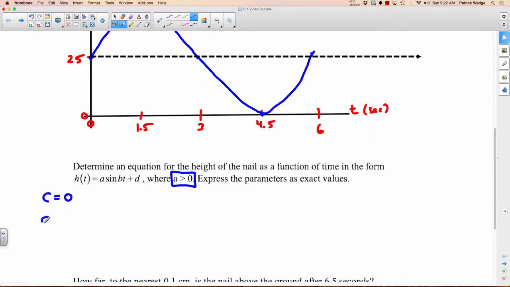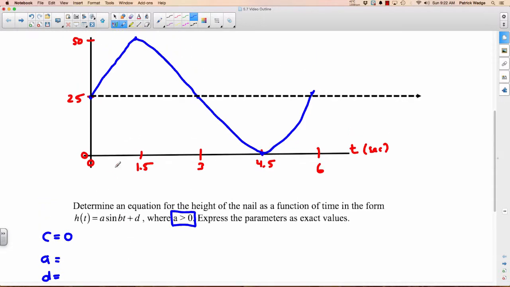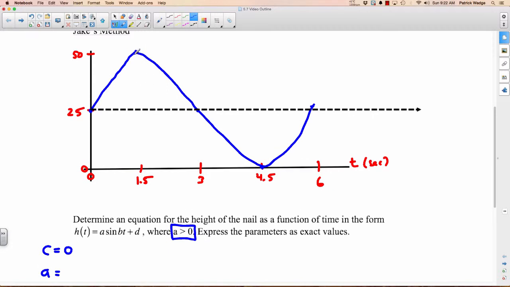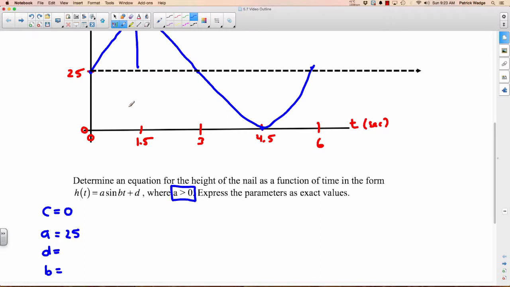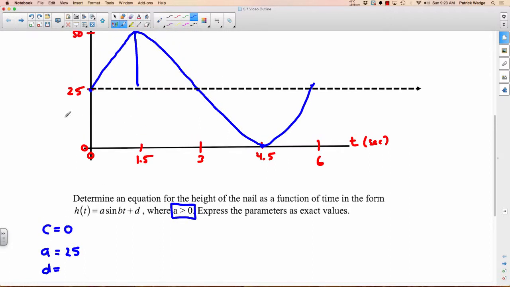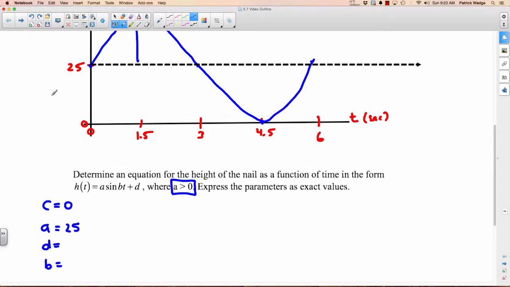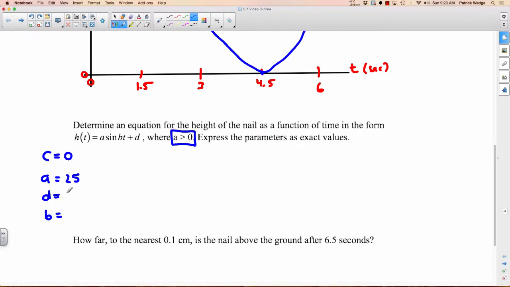So what we still need to know is what A is, what D is, and what B is. I'll put B last because that's the hardest one. A is the amplitude. So all you have to know is what the amplitude is. Well, we've drawn the midline. All I need to know is what's this distance right here, or if you want, what's this distance right there. And how much is that distance? From 25 to 50 is 25. The amplitude is 25. The D value tells you how much vertical shift has taken place. And remember, the quick way to find the D value is just look at where the midline is. So in this case, the midline's at 25. So the D value is also 25.